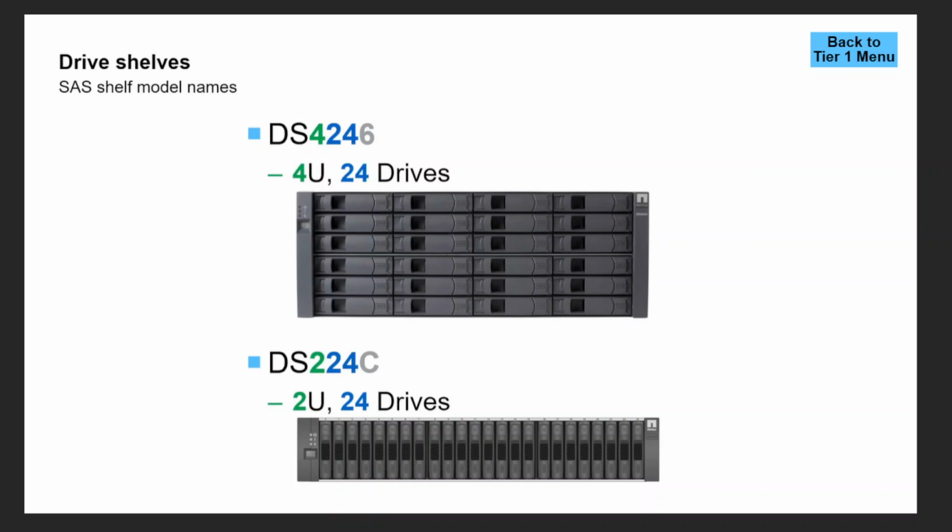The next 2 digits represent the number of drives that the shelf can hold, either 12 or 24. The final digit is the speed of the I/O module, or IOM, interface, which can be 3 gigabits per second, 6 gigabits per second, or 12 gigabits per second. The letter C is the hexadecimal value for 12, so C indicates a 12 gigabit shelf.